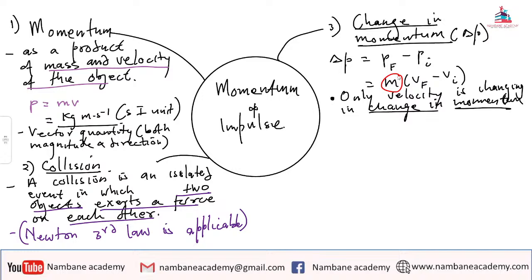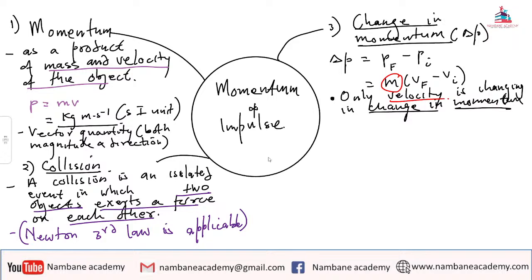But what will this mean? Or when will a change in momentum occur? Once there's a change in the velocity of the object, we get a change in momentum. The only factor that is changing there is the velocity. So we know the momentum of an object before and the momentum of an object after. If there's a change in velocity, then we can say, yes, we have a change in momentum.